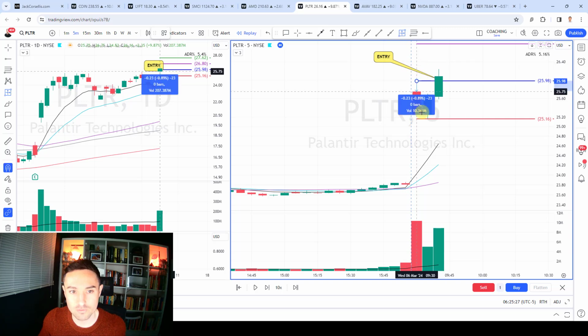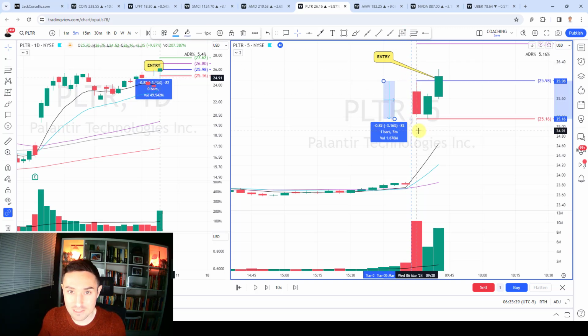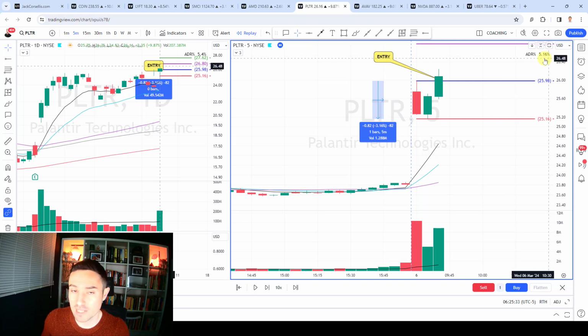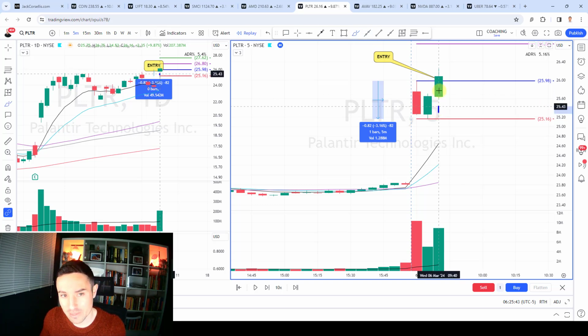Then your initial risk on the trade is going to be 82 cents, which equates to 3.16%. Favorable versus the ADR percentage, yeah, pretty favorable. You'd say around about two-thirds or so, isn't it? PLTR has a history of being able to run pretty hard as well, so it's kind of okay, right? Now the stock does reset here, and then it does push through the high of the day.